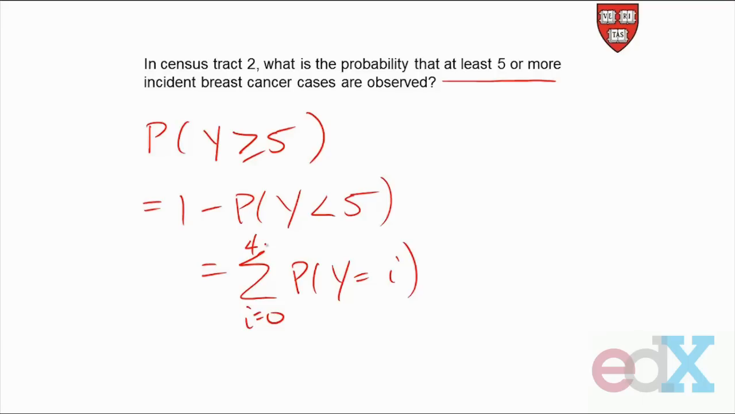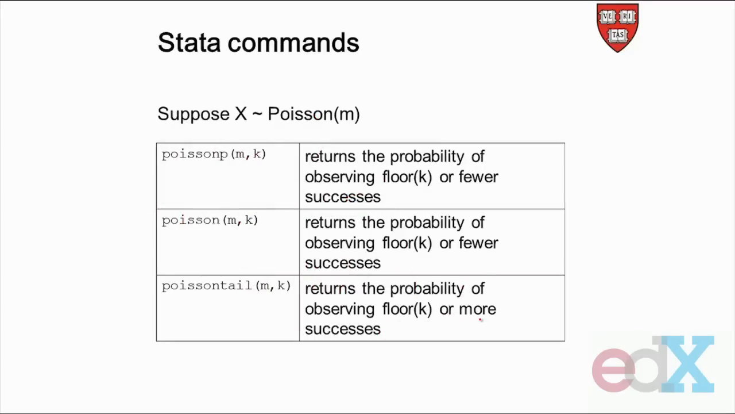So it would be better if we just went ahead and did these calculations in Stata. Stata has 3 commands for calculating Poisson probabilities that are very similar to the binomial commands that we saw. It has a Poisson P command that returns the probability that y is equal to little y, or to use notation consistent with Stata, x is Poisson distributed with mean equal to m, and we're looking at k successes.